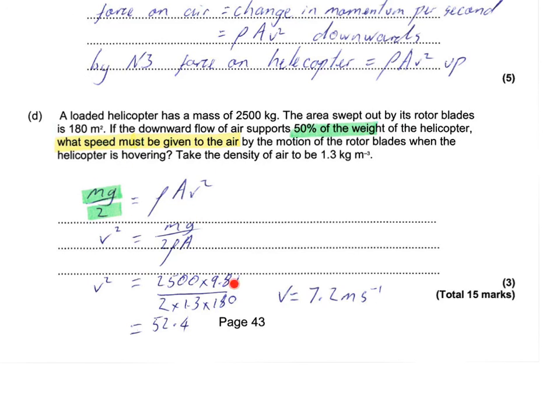Simply rearranged, put in some numbers, I get v squared is 52.4, give or take, and v is 7.2 meters per second. So some good all-round question looking at various aspects of Newton's laws and collisions, Mechanics Homework Booklet, question 36.